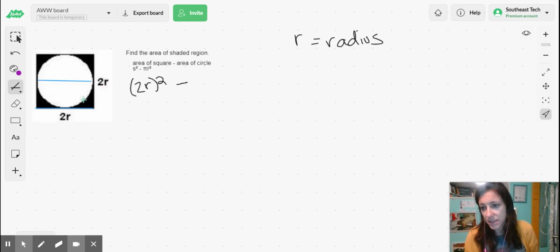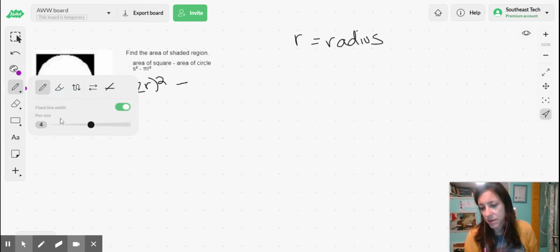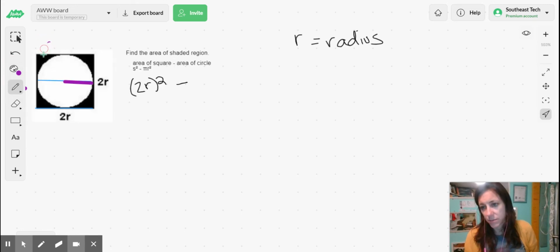So if we just want the length of the radius, that's actually going to be 2r. I'm sorry, it's not 2r, it's going to be half of that, which is just r. So r is the radius either way. So now you have pi times radius squared.